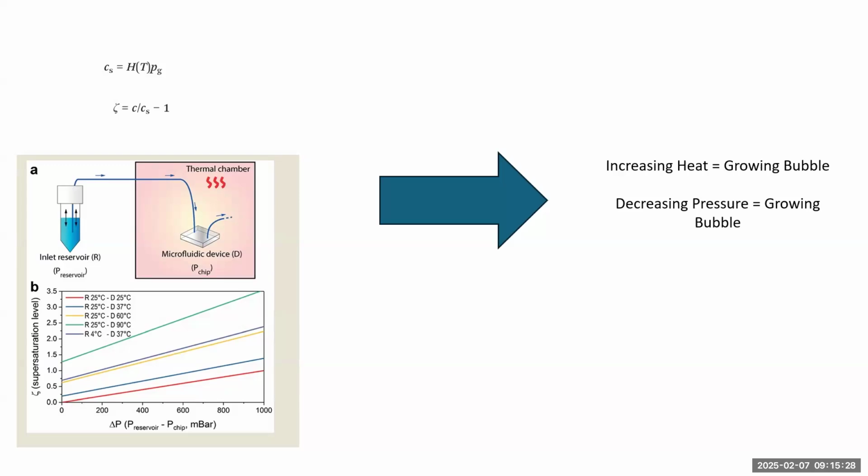And then the second idea is that when you decrease pressure, your bubbles will grow. And again, we can think of this intuitively. If you put a jar of water into a vacuum chamber, you're going to degas the liquid, and the bubbles will grow. So big picture, that's how it works. Now, how do we apply this to a microfluidic device?